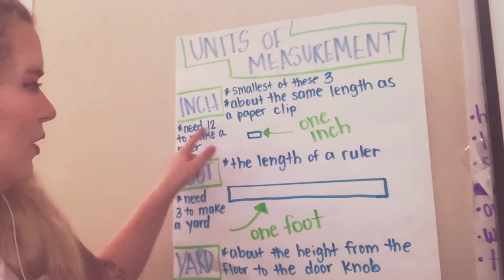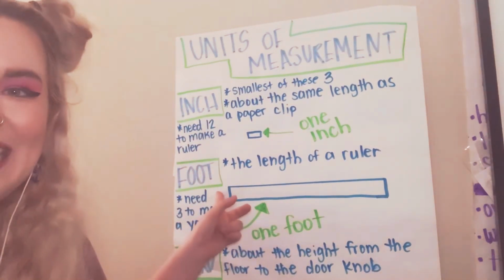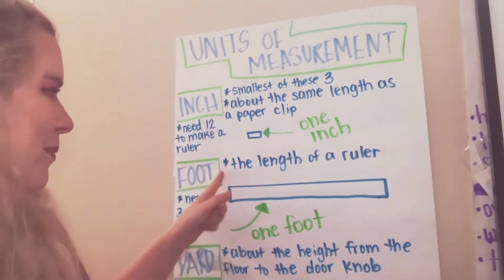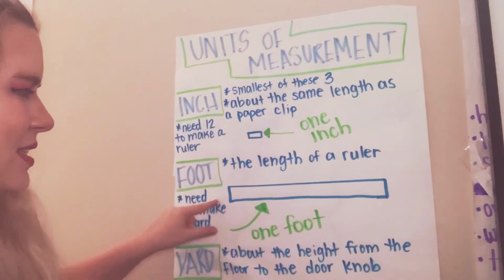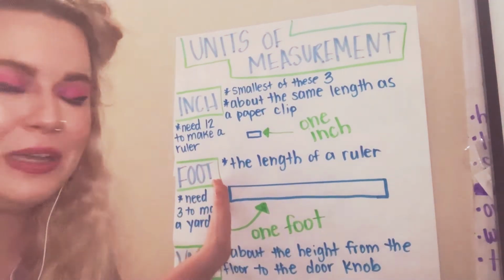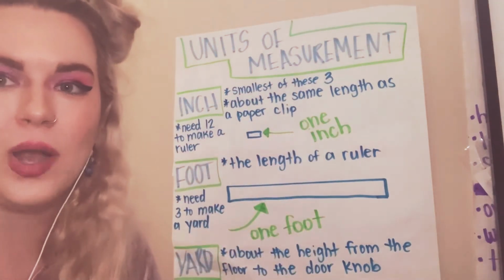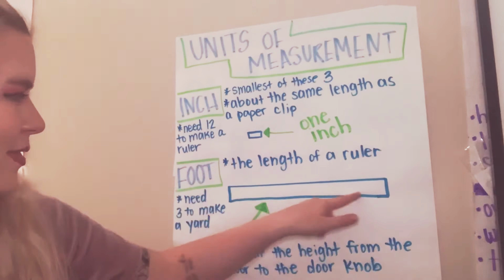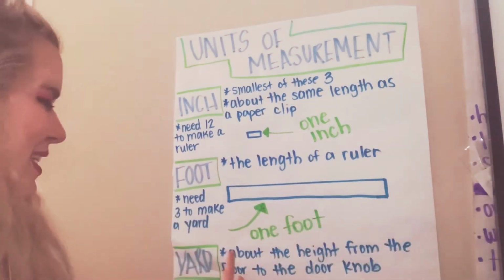So we need 12 inches to make a foot, or 1 ruler. The foot is the next unit of measurement that's bigger. It's the length of a ruler. I used the measurement tape to create this foot right here. So if you picture it as a ruler, you can picture the 12 inches that sit inside 1 foot, okay? You need 3 of these to equal the same length as 1 yard.